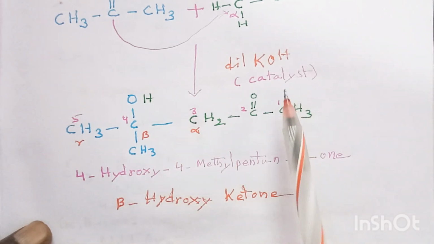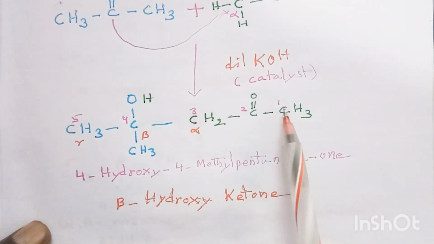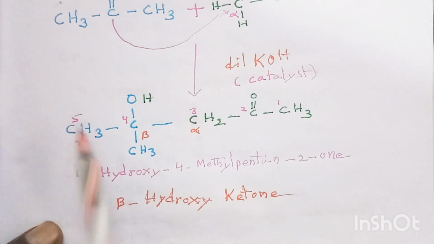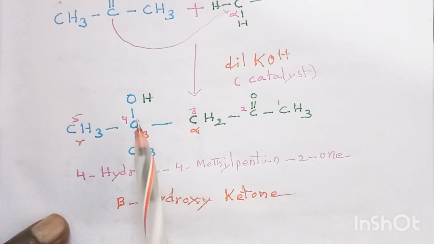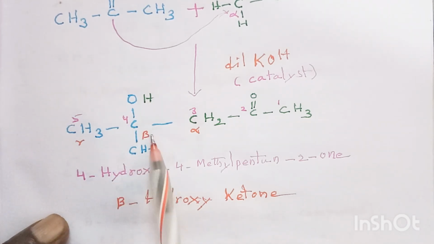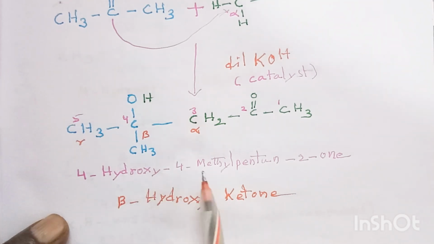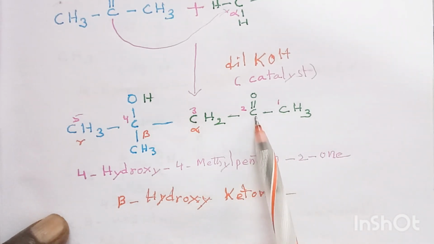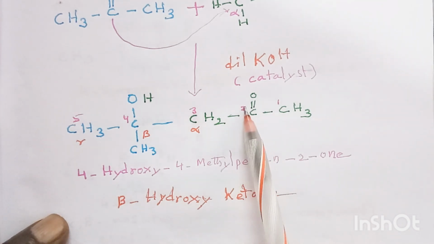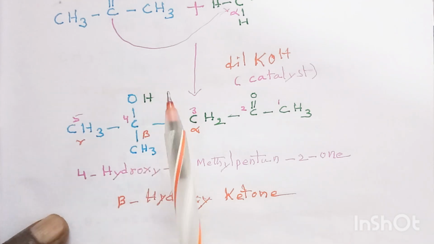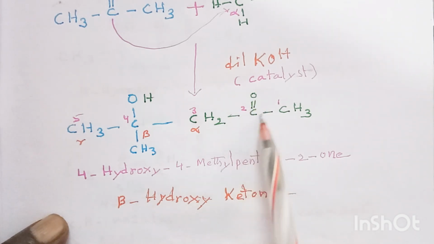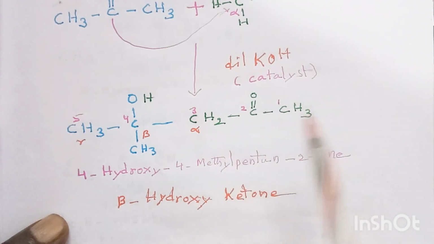So this becomes a 5 carbon atom compound, 1, 2, 3, 4, 5. So it is a pentane. A hydroxyl group is present on the 4th carbon atom. A methyl group is also present on the 4th carbon atom. So it is called 4-hydroxy-4-methylpentan-2-one because the second carbon has the ketone functional group. So this compound has an OH alcohol functional group as well as a keto functional group, C double bond O. So it is called ketol.